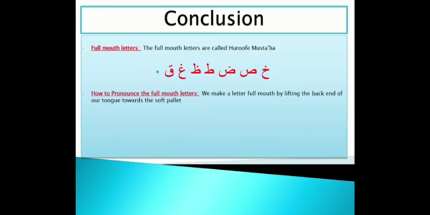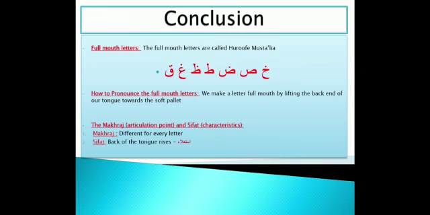We also learned that we pronounce these full mouth letters by lifting the back end of our tongue towards the soft palate. And remember, it's nothing to do with the lips or the shape of our mouth. We also learned the makhraj, the articulation point, and the sifat of these letters. The makhraj is different for every letter, and the sifat is sifat isti'la, which is found in every single one of these full mouth letters, when the back of the tongue rises.